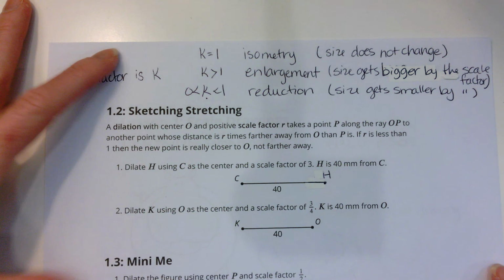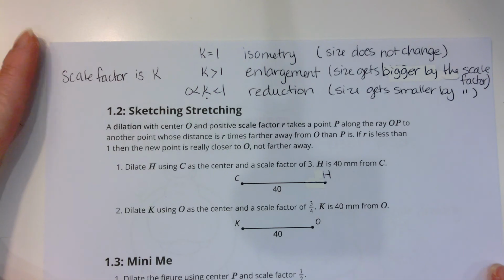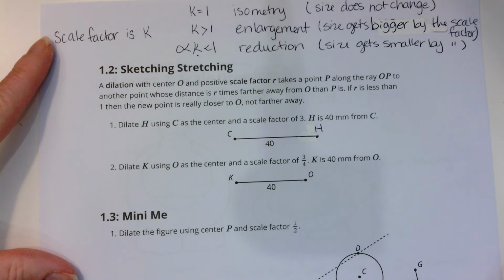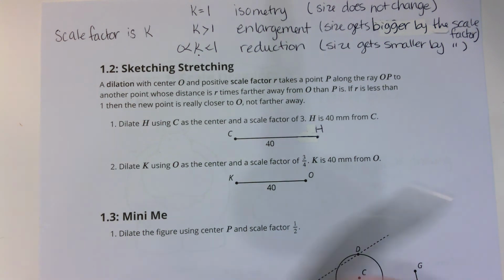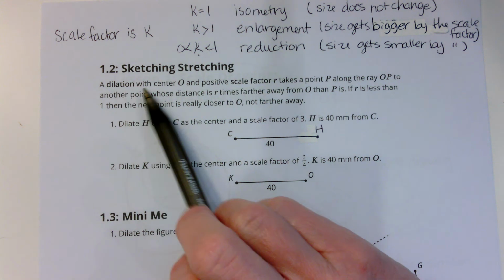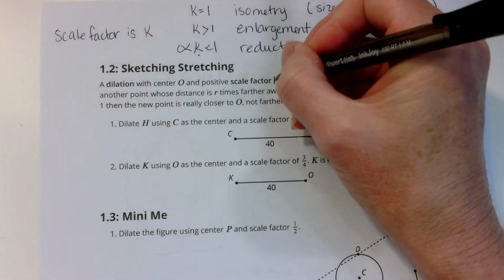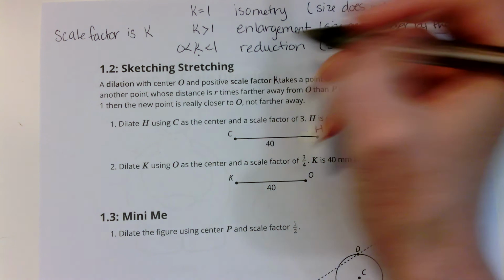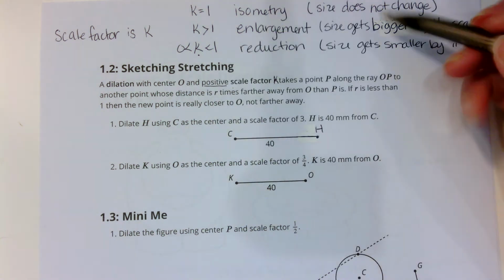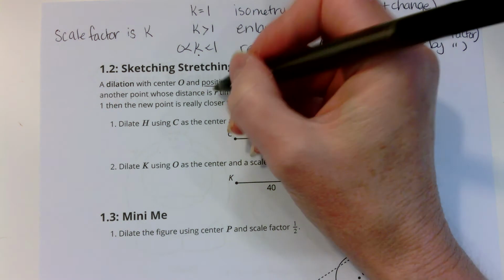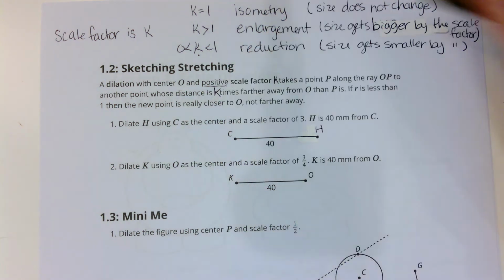Let's take a look at an example that does both an enlargement and a reduction. Sketching the stretching is what it says. A dilation with center O and a positive scale factor K. Can we please change that to a K? This is a positive scale factor K. It takes a point P along a ray to another point whose distance is K times farther away.